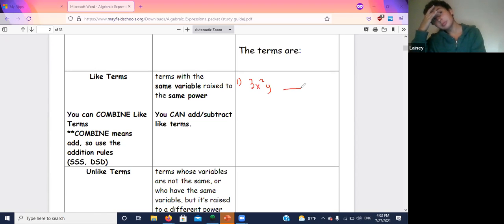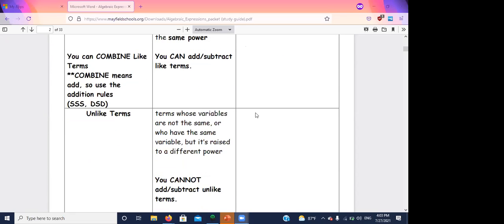Something like 2x to the power of 2, squared y. Perfect, right? Yeah. Or like to the power. That's a like term. Very good job. Perfect. Okay, let's go on from there.